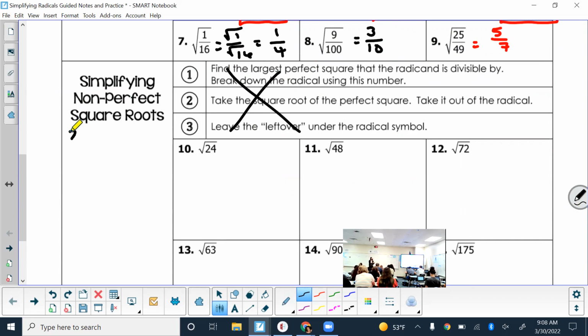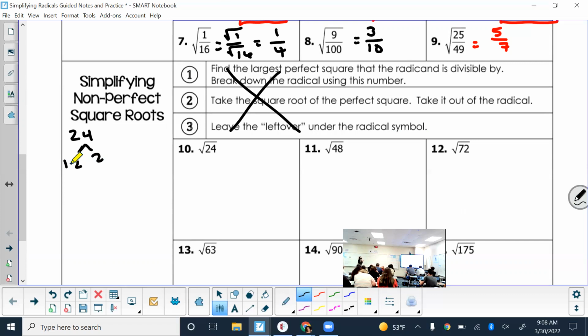And for all of these, I make a factor tree. So I'm going to break it down to its prime factors. What are two numbers that multiply to 24? 12 and 2. Could I pick other numbers that multiply to 24? Yes. You should still get the same prime factors at the end. So I could have picked 6 and 4, 8 and 3, not 24 and 1, but numbers that multiply to it.